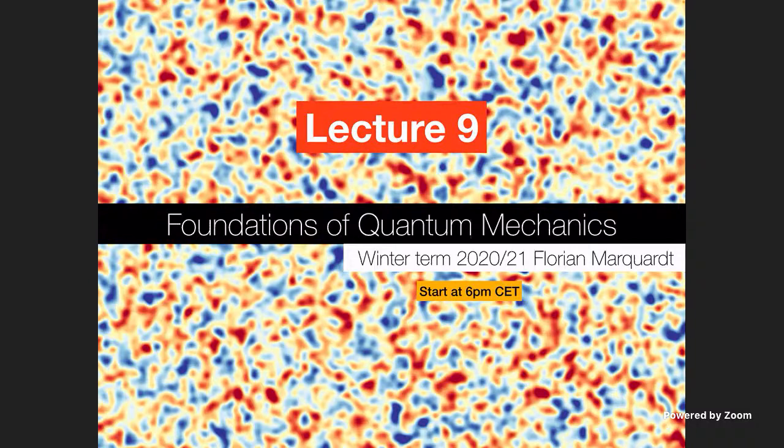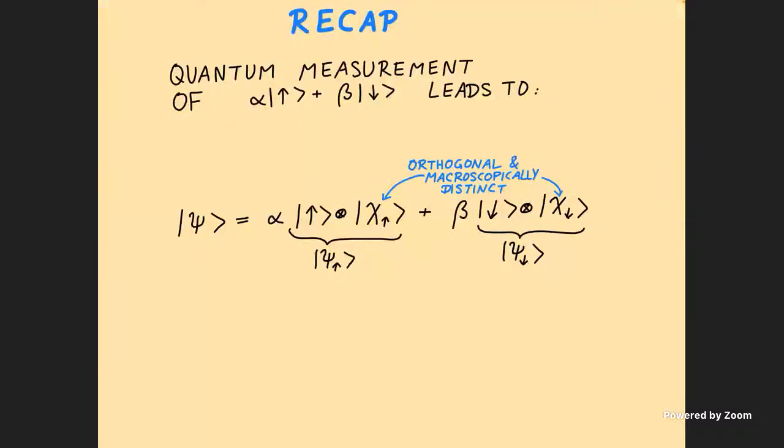So with that, I want to start with a very brief recap of what we said last time about quantum measurements. The simplest kind of quantum measurement would be if you have a two-level system, a qubit, a spin one-half system, which is in a superposition state, and you want to measure the spin in a certain basis. So for example, the basis of up versus down.